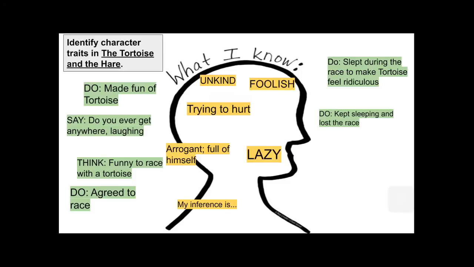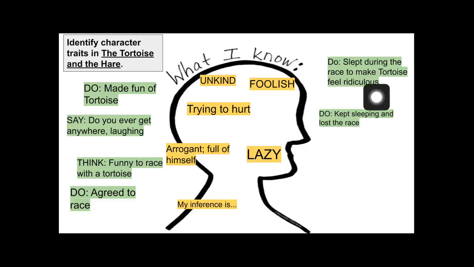Here are my notes that I took. For do, I said he made fun of the tortoise. That was the first thing I noticed in my notes, and I thought that was unkind. For say, "Do you ever get anywhere?" laughing. And I thought he was trying to hurt the tortoise by saying that. For think, he thought it would be funny to race with the tortoise, and I think that's an arrogant thing to think. That means he's full of himself. Something that he did, he agreed to race. Again, I think that's kind of an arrogant thing to do.